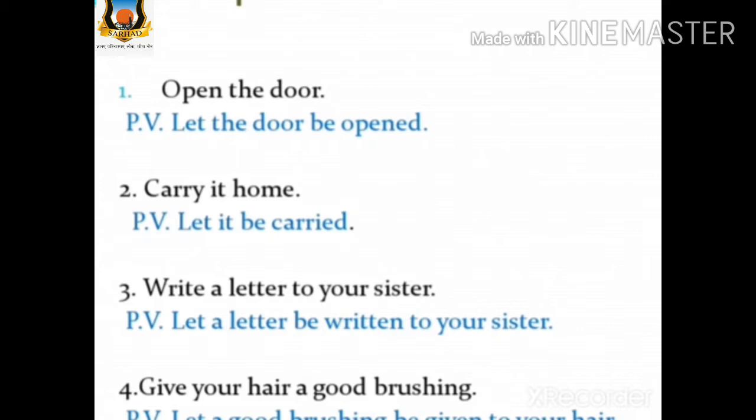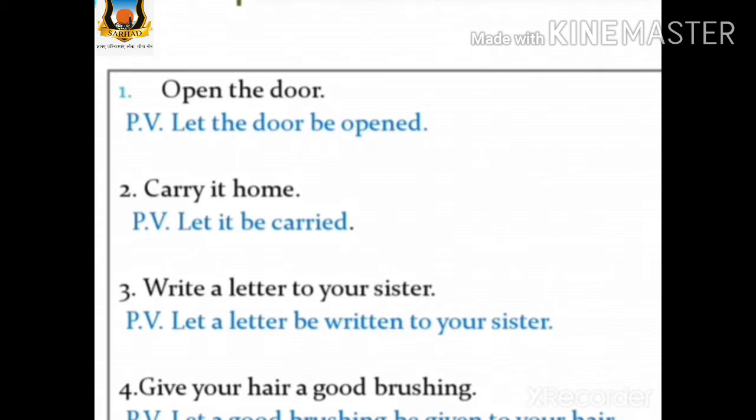This sentence from active voice, how will it come into passive voice according to the formula? Let, then the object it, then be, and then the past participle of the verb. Which is the verb in this sentence? Carry. So: let it be carried. Carry it home is converted into passive voice like this: let it be carried. Clear? Understand, students? Now look at the next sentence.